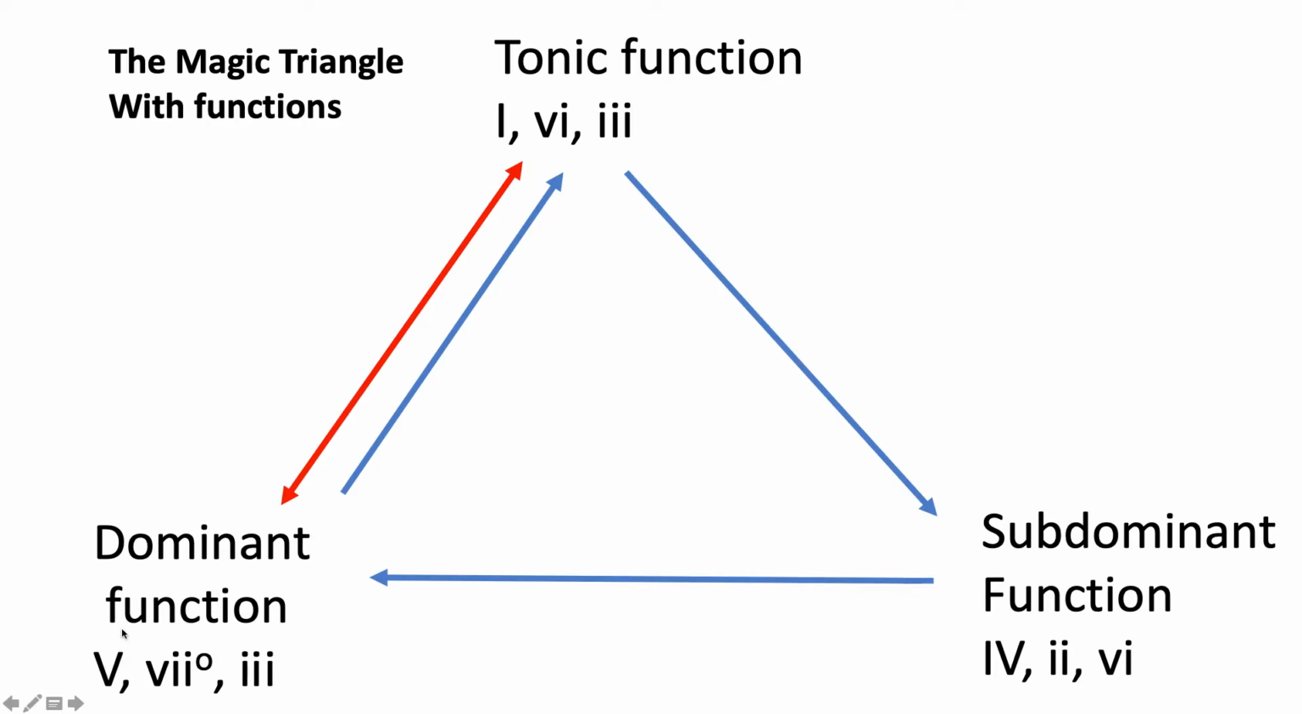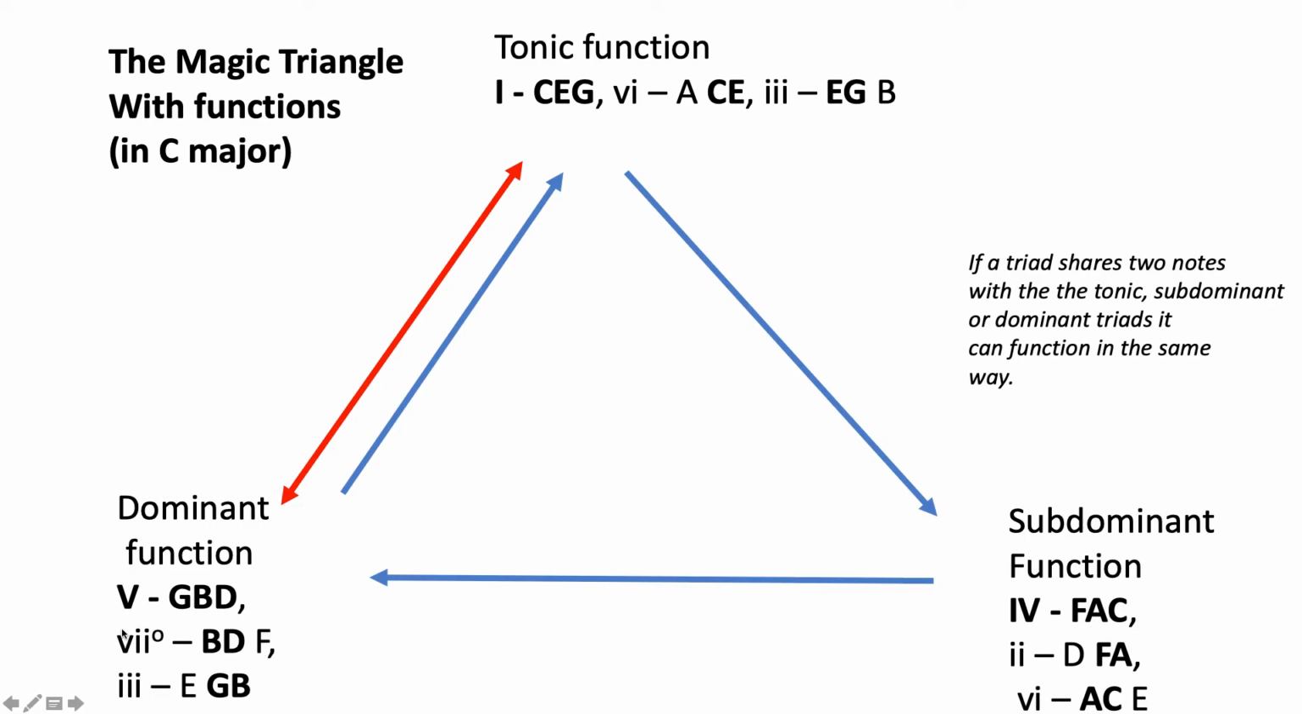So what does this look like in C major? This is what it looks like. Here's chord 1, C, E, G. Chord 6 is A, C, E, so you can see that the C and E are present within the tonic chord. We've got chord 3. Chord 3 is E, G, B, and that E and G are present within the tonic chord.